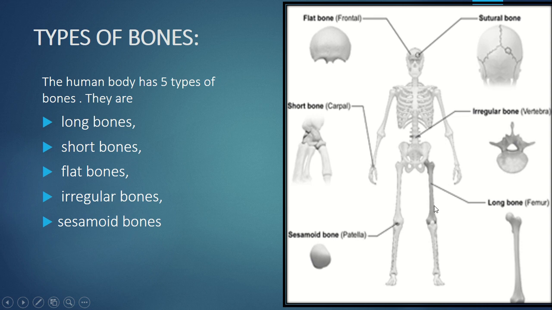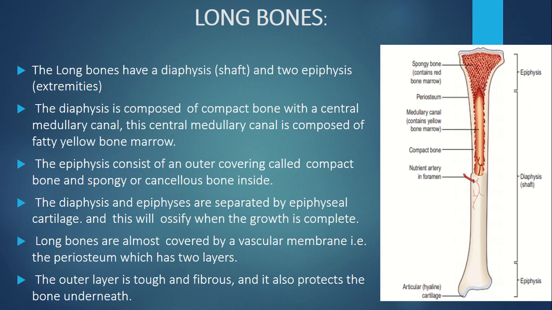The long bones are present in the leg. The sesamoid bones are present in the knees, like the patella bone. So that is called the sesamoid bone. So these are the main 5 types of bones. So let us discuss everything in detail.